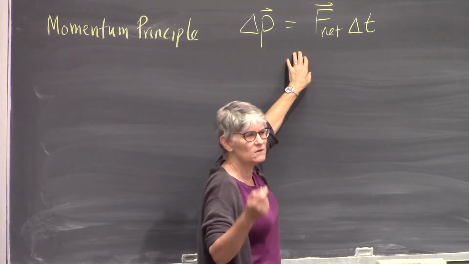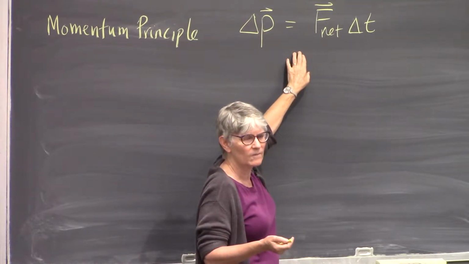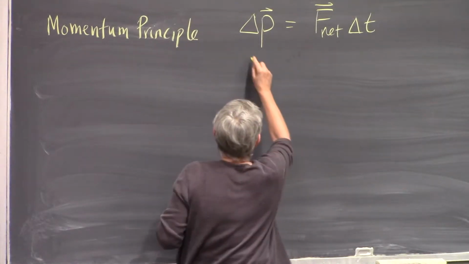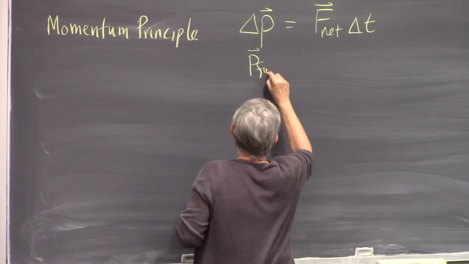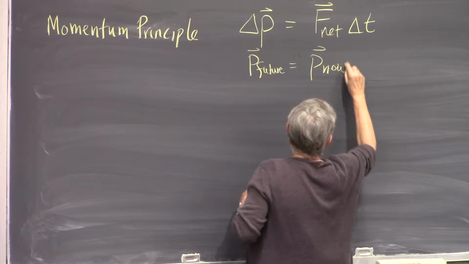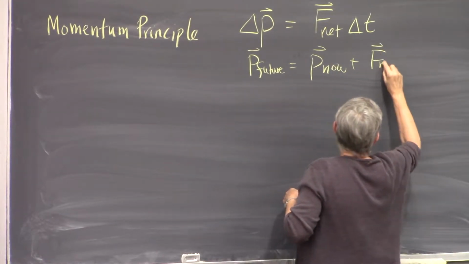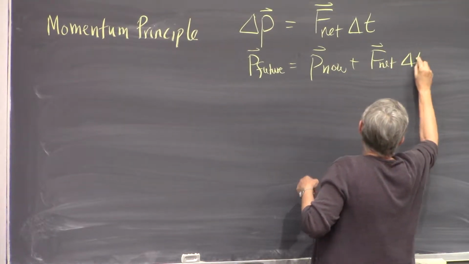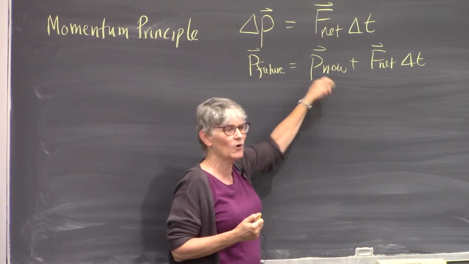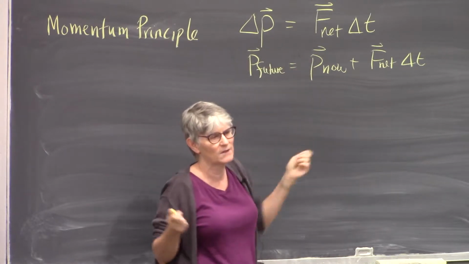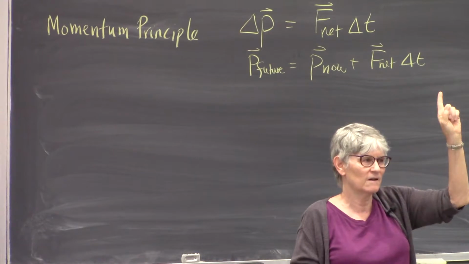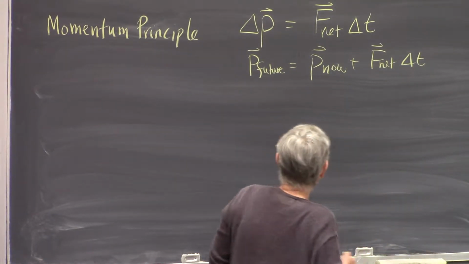What else? We've used a different form. P future is equal to P initial plus F net delta t. This is the same equation because P future minus P now, or P final minus P initial, that's what delta p is, right? So that's not two equations, that's one equation. And you could rearrange it.